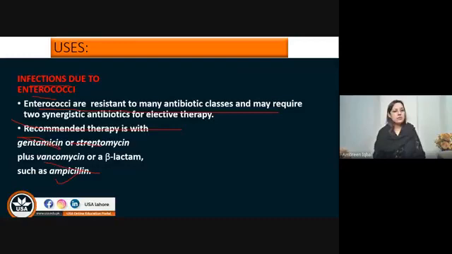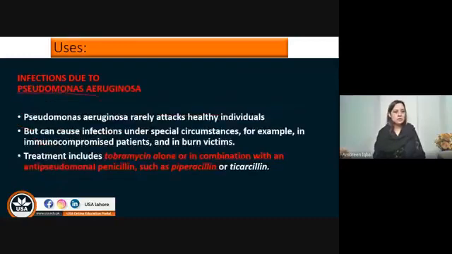The next is infection due to Pseudomonas aeruginosa. Pseudomonas aeruginosa rarely attacks healthy individuals, but it does attack those individuals that have less immunity, like immunocompromised persons or inborn victims that have a weak immunity. Treatment includes tobramycin, one of the members of these aminoglycosides, in combination with anti-pseudomonal penicillin like piperacillin or ticarcillin. We have studied piperacillin and ticarcillin in penicillins. We studied that there.